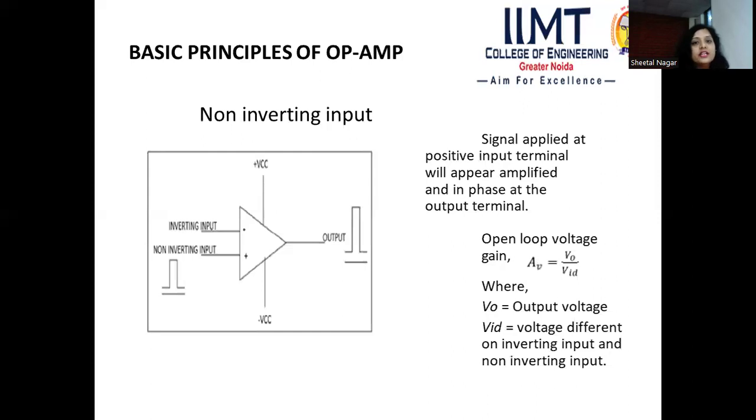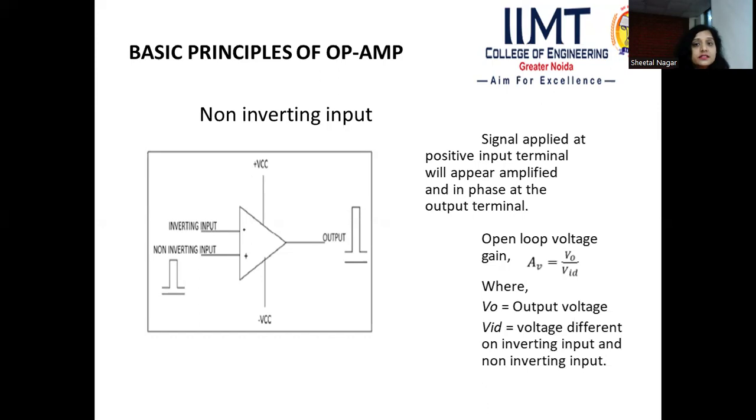Now, the non-inverting input terminal is applied with the input voltage signal as shown in the figure, and at that time the inverting input is ground. In this case, the output signal will be in phase with the input signal, but in an amplified manner. It means our signal will be amplified, but in phase only. In this case, there is no 180-degree phase shift at the output terminal.